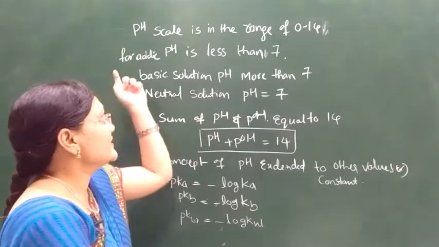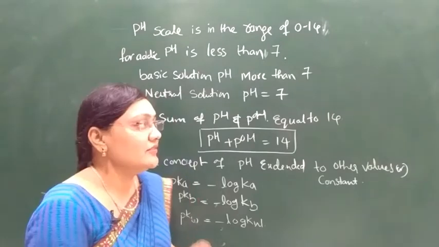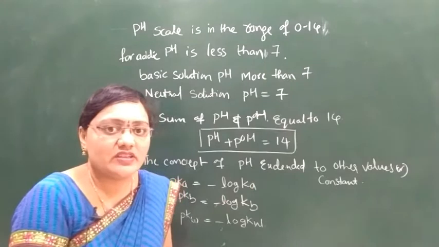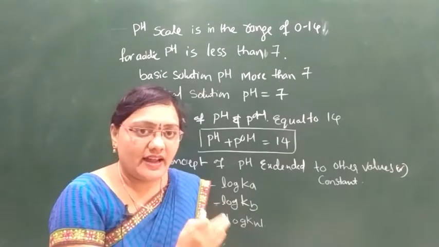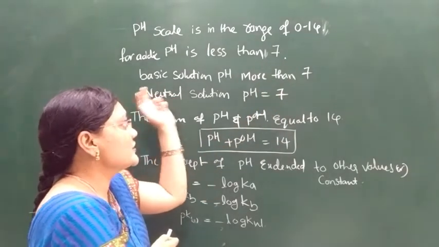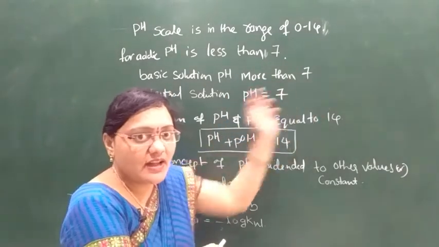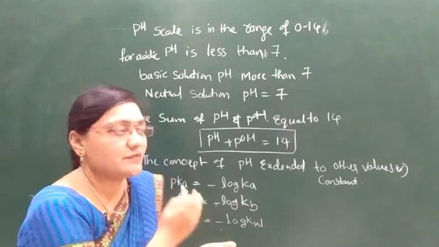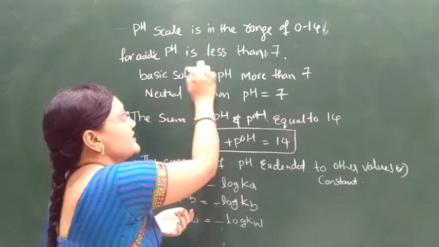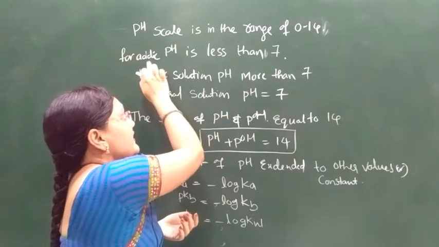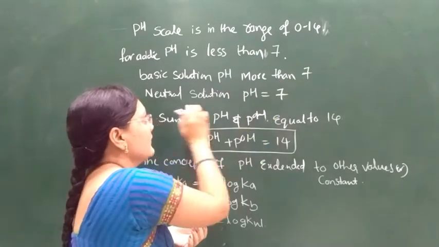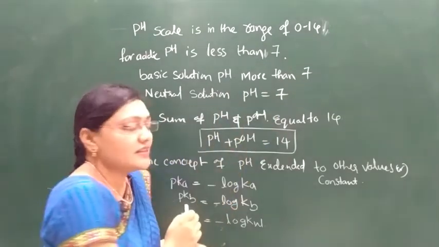And next, the pH scale ranges from 0 to 14. For an acidic solution, the pH value is less than 7, for a basic solution the pH is more than 7, and for a neutral solution the pH is equal to 7. Acidic solution is less than 7, basic solution is more than 7, and neutral solution is 7.